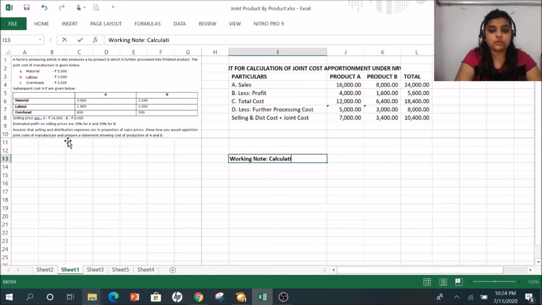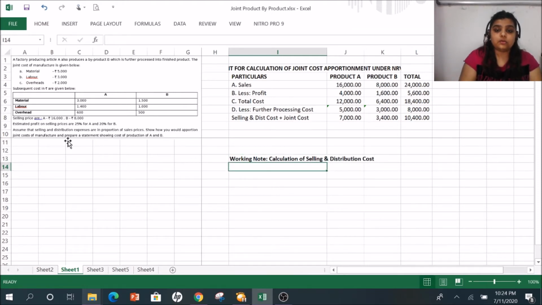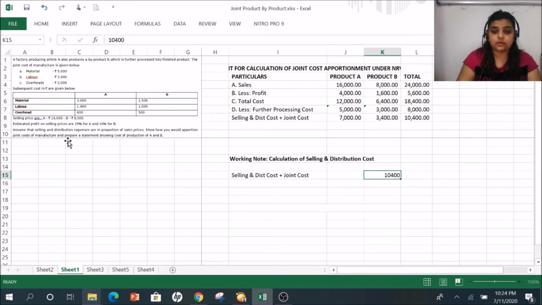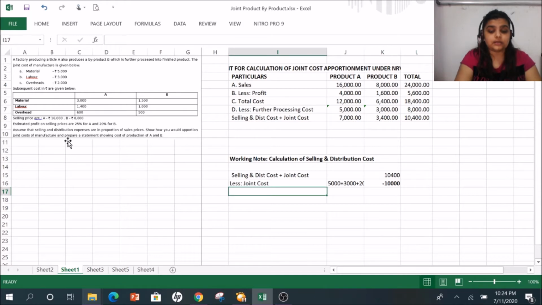That is calculation of selling and distribution cost. Now the selling and joint cost total that we have is 10,400. Now out of this, if I remove the joint cost, that is 5,000 plus 3,000 plus 2,000, total being 10,000, what I get is the selling and distribution cost, which is equal to 400. Now this is my selling and distribution cost. Let me use it here.